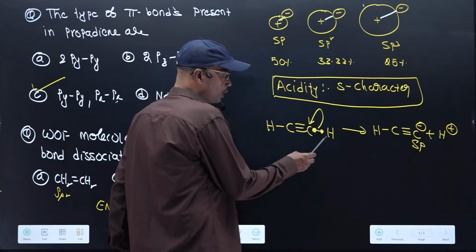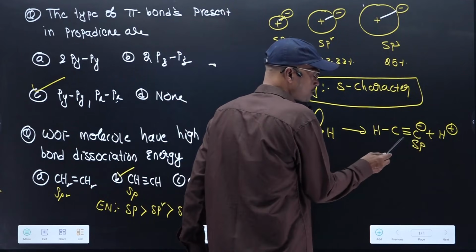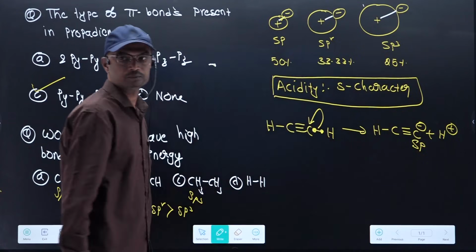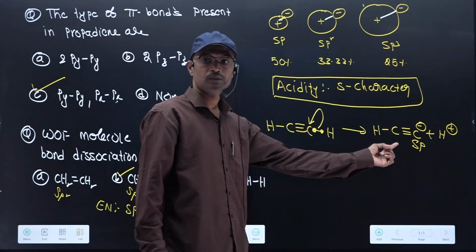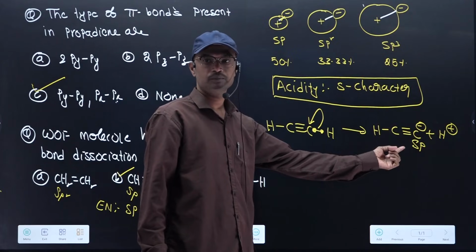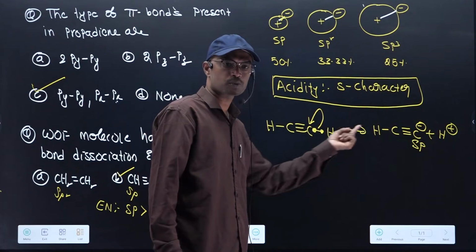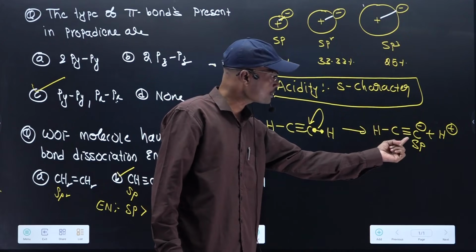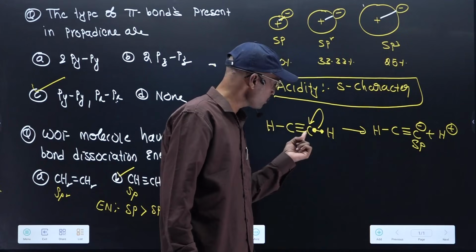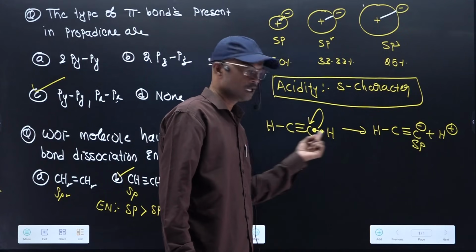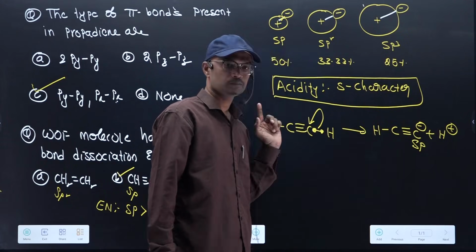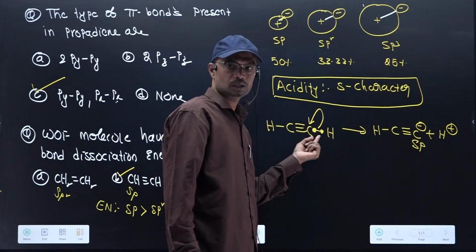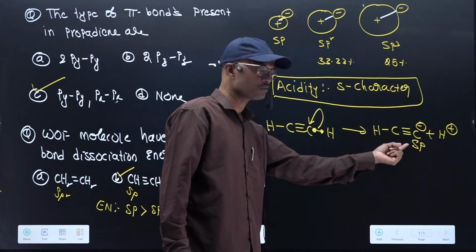When any molecule, after losing a proton, forms a stable carbanion, then it is a powerful acid. What is this? Conjugate base. If any acid loses a proton, it forms a negative ion. That negative ion is called the conjugate base. If the conjugate base is stable, the corresponding molecule is a strong acid. If it is unstable, it is less acidic. Now, acidity of any molecule depends on which one? Acidity of any molecule depends on the stability of its conjugate base.